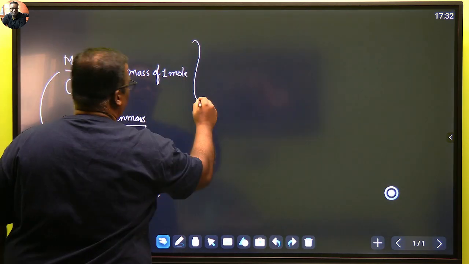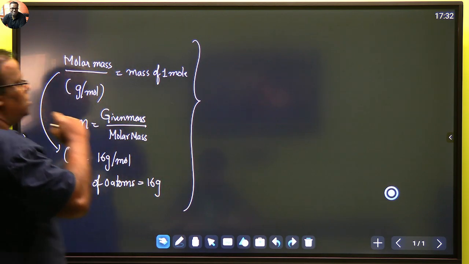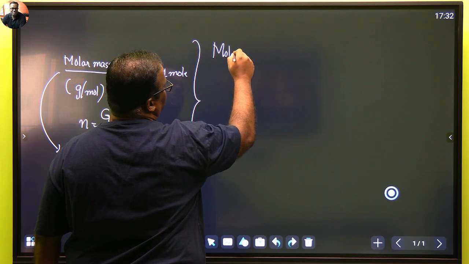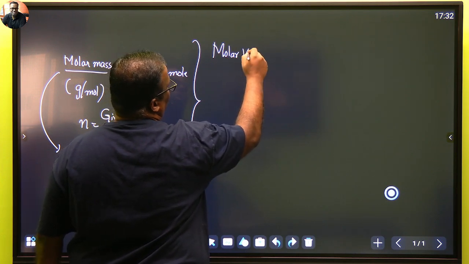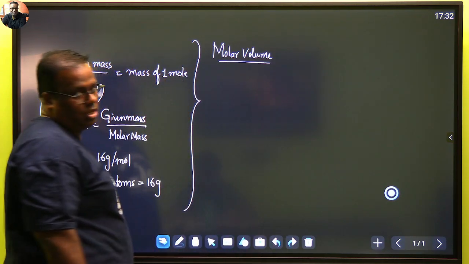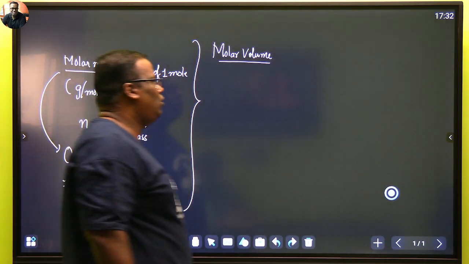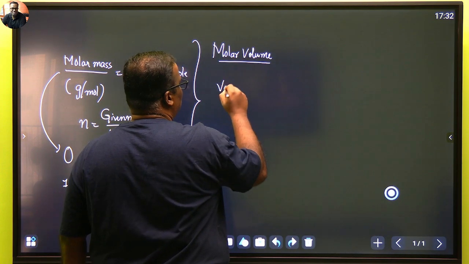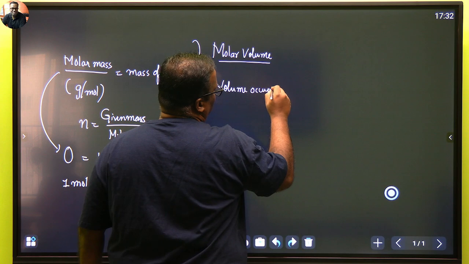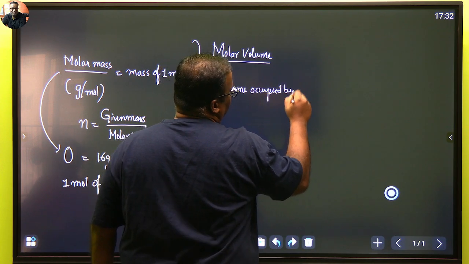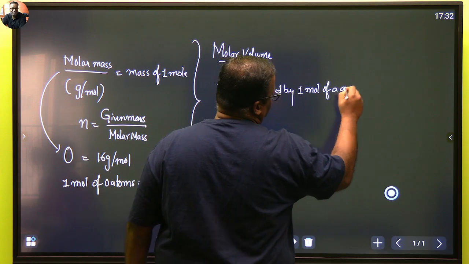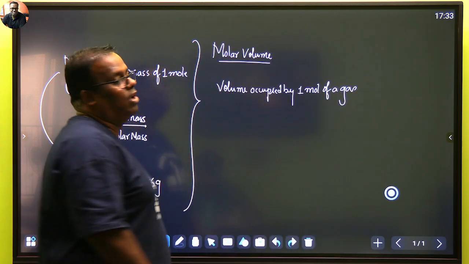Now, when we are doing with gases, we come to a new concept called molar volume, because gases have nothing called mass. Molar volume means this is the volume occupied by 1 mole of a gas. What is the volume occupied by 1 mole of a gas?